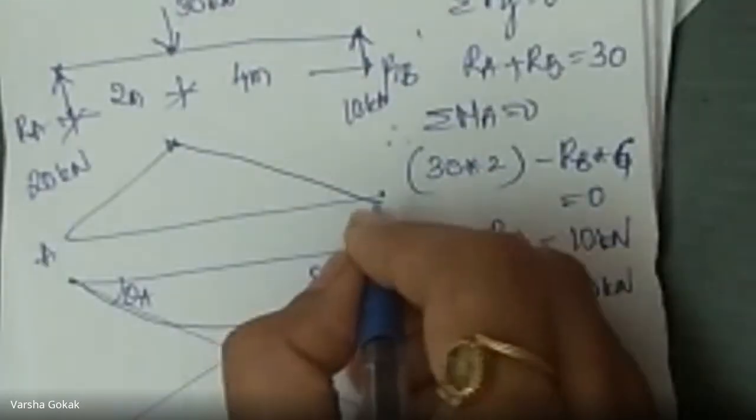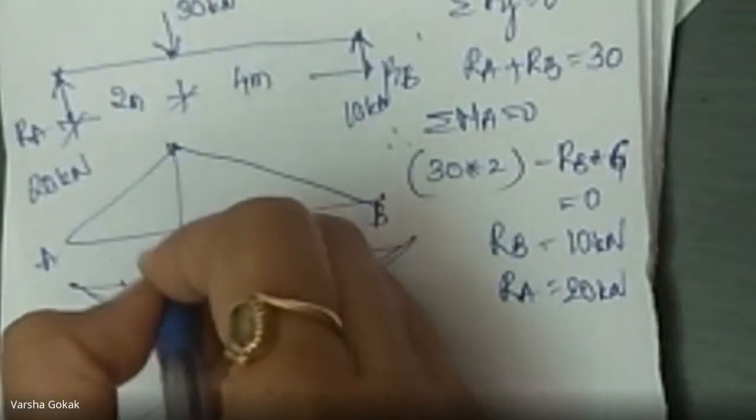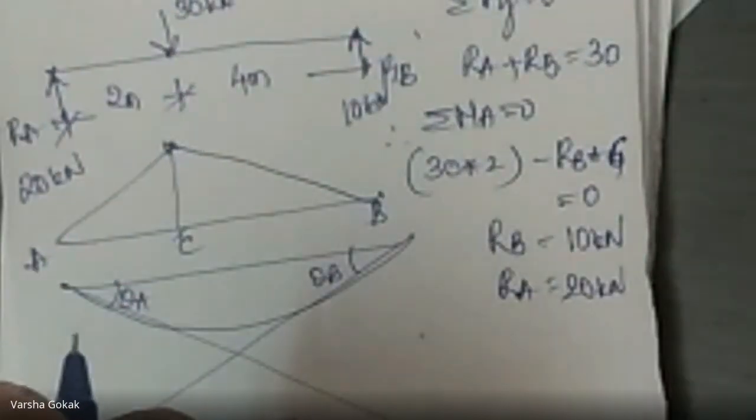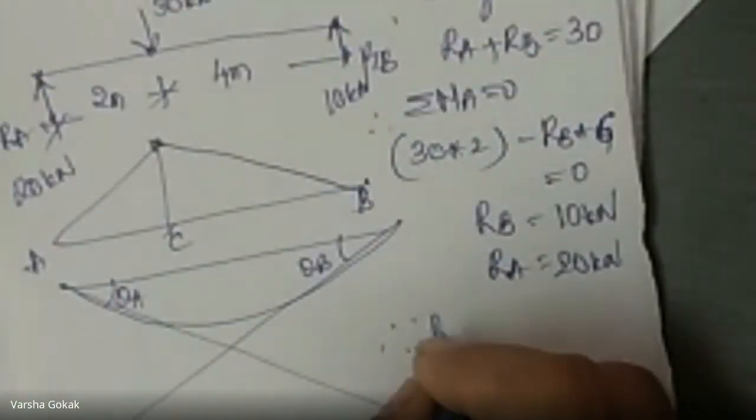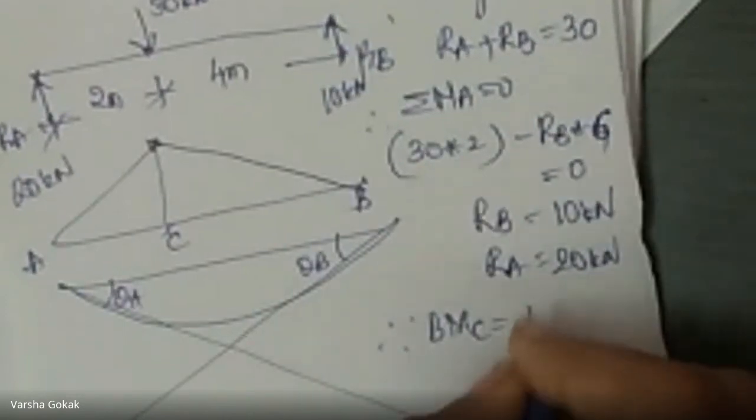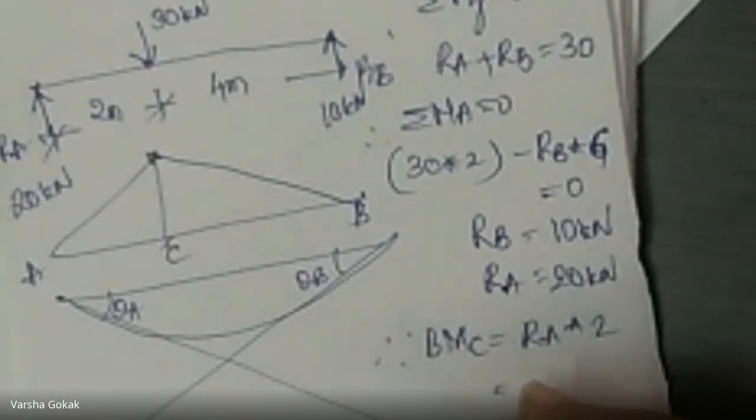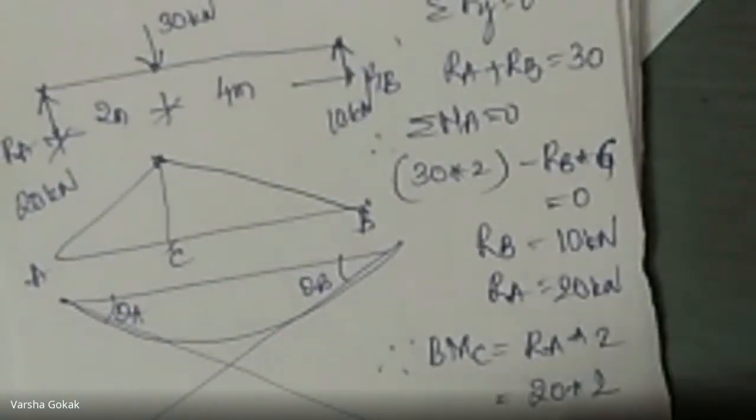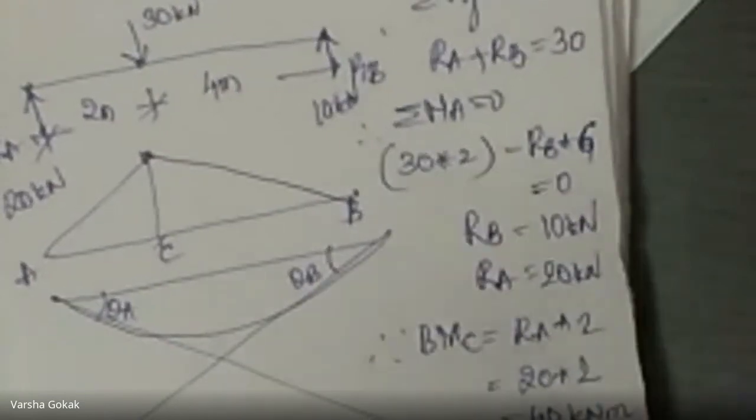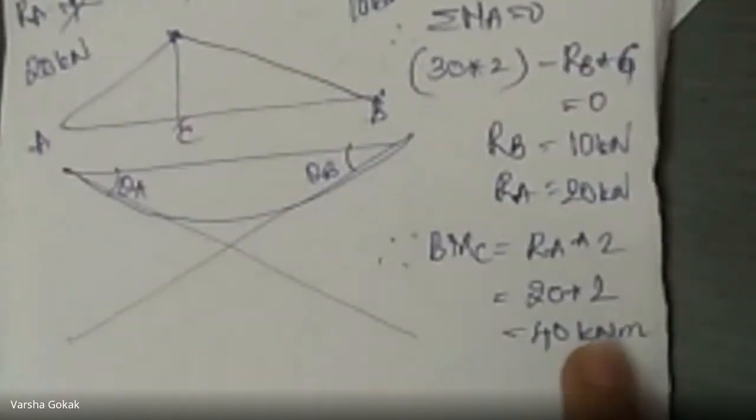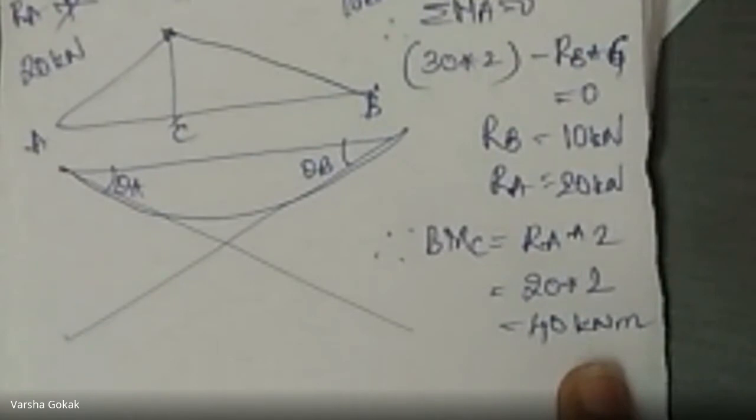So once this is done, then I need to know the bending moment at this point. So this is A, this is B. Let us call this point C. I want to find the bending moment at point C. So the bending moment at C is given by RA into 2. RA into 2 is sufficient. So RA value is 20 into 2. That is 40 kilonewton meter. Correct? RA into 2, that is 40 kilonewton meter.